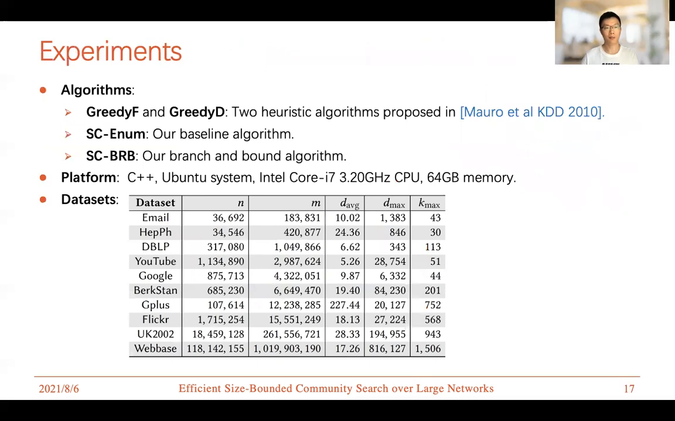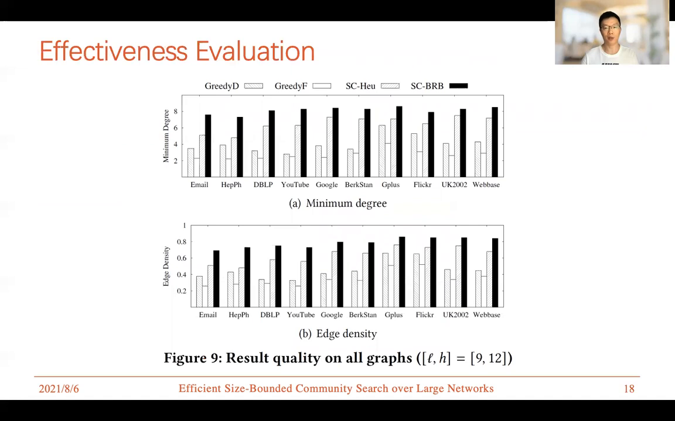Next, let's see the experiments. We evaluate the following algorithms: GreedyF and GreedyD, 2 heuristic algorithms proposed in another paper, which are solving the same problem as ours. SC-BRB is our branch and bound algorithm equipped with all the proposed techniques. All algorithms are implemented in C++. The table shows the datasets used in our experiment. Firstly, the effectiveness evaluation. We evaluate the minimum degree and the edge density of the returned communities under the size constraint of 9 to 12. We can see SC-BRB has the highest result quality.